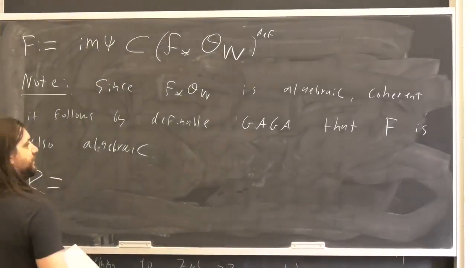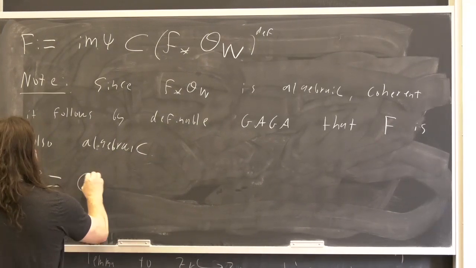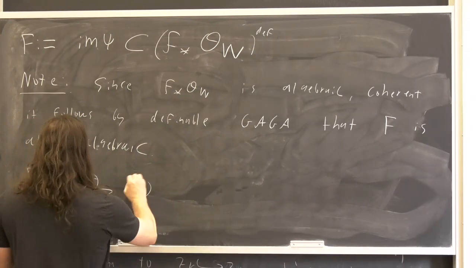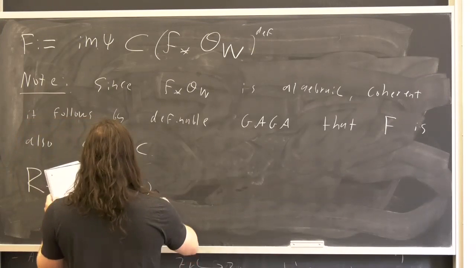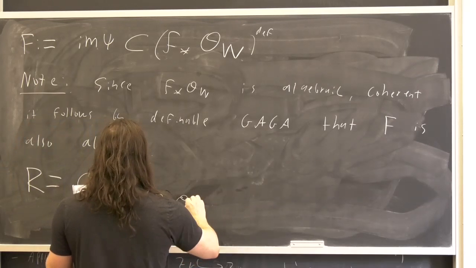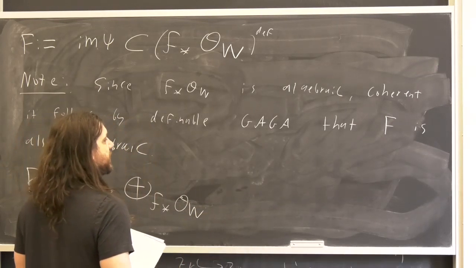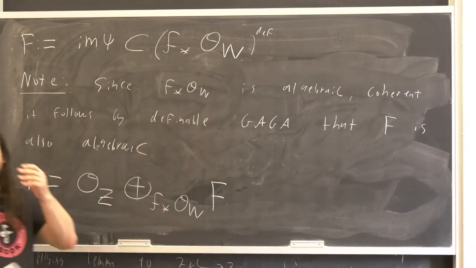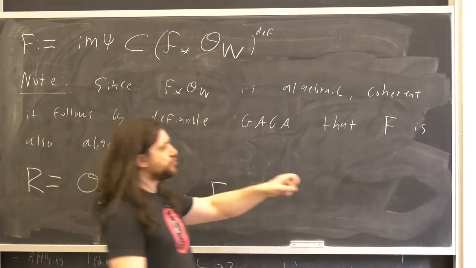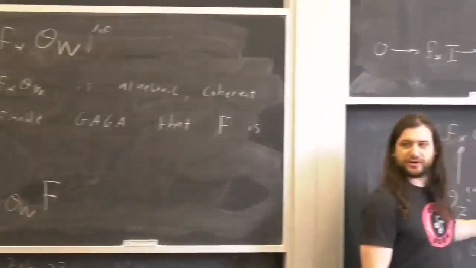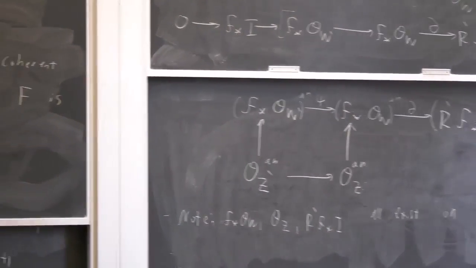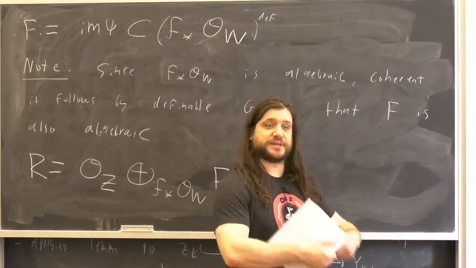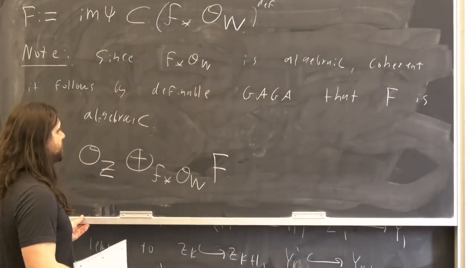is we define R to be the sheaf on Z, which is O_Z direct sum over F star O_W, capital F. And so we just use this diagram forcibly to construct the sheaf, which is a square zero extension of O_Z, which is algebraic because it's built from algebraic pieces sitting on set.